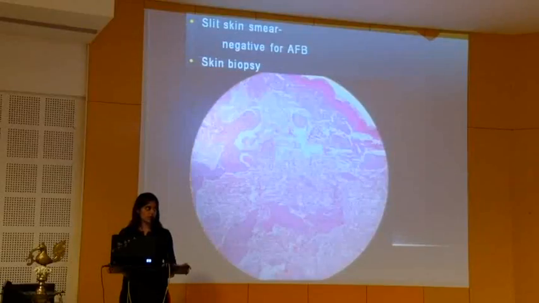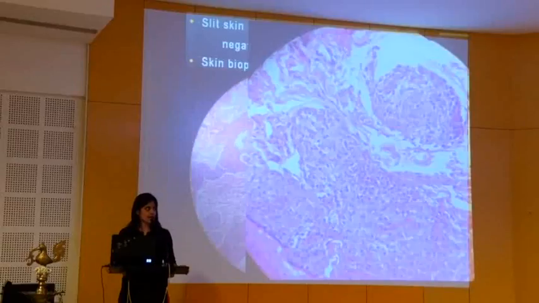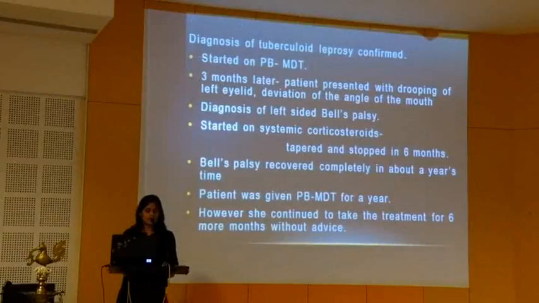Skin biopsy showed unremarkable epidermis, a Grenz zone, and diffuse granulomas present all over the upper, mid, and lower dermis. High-power view showed multiple epithelioid cells and lymphocytic infiltrate. With this, a diagnosis of tuberculoid leprosy was confirmed. Patient was started on PBMDT.